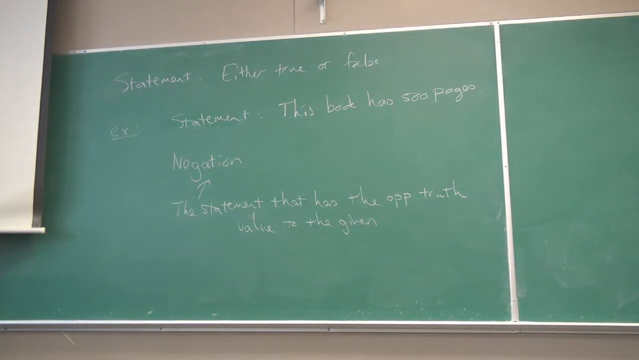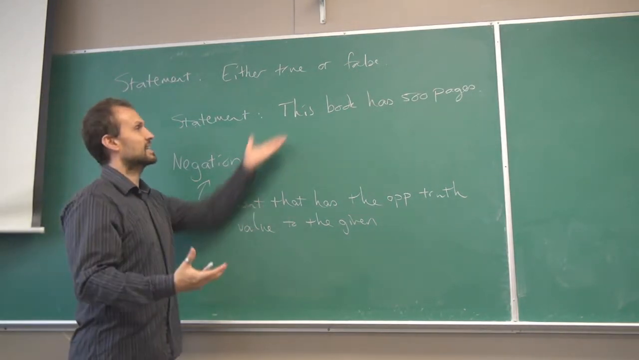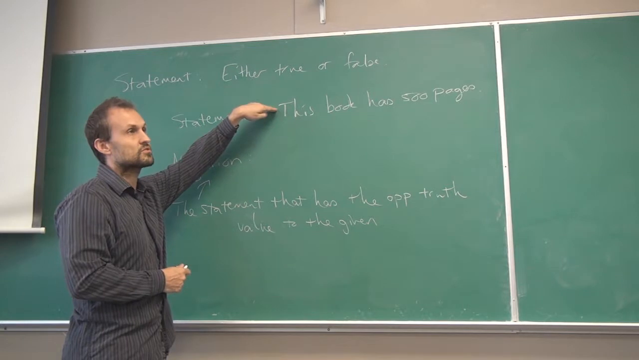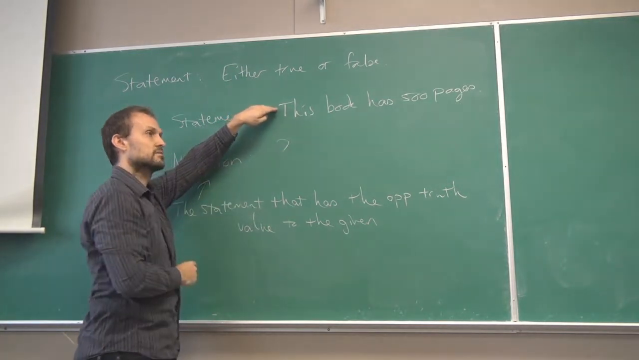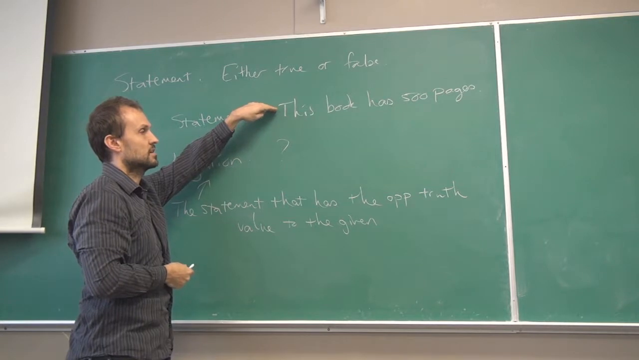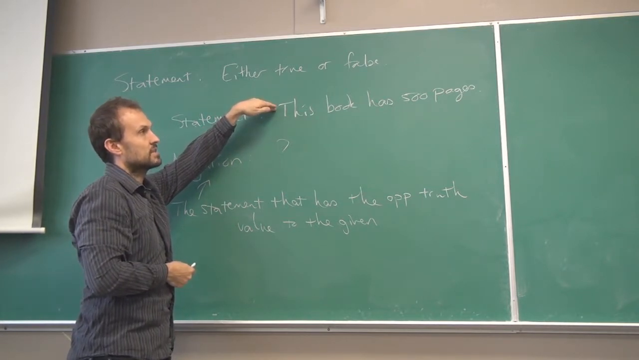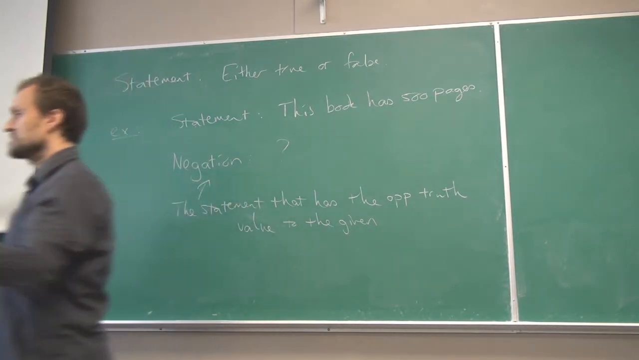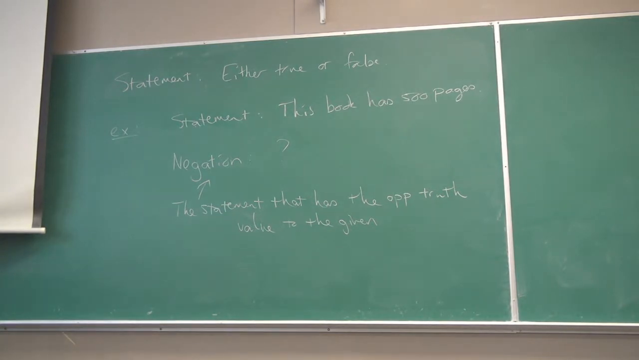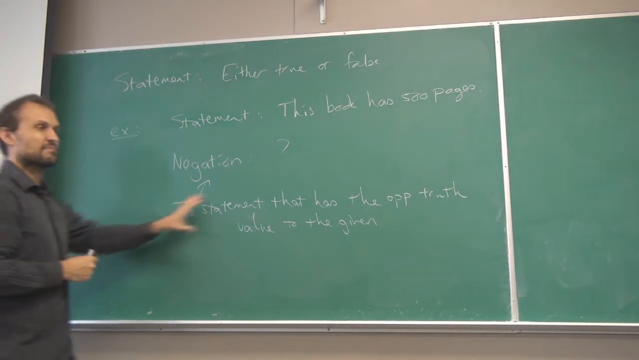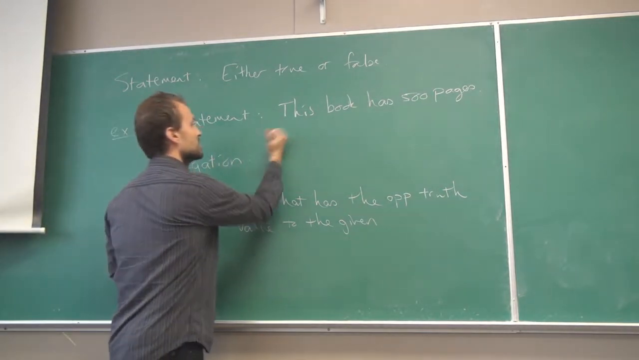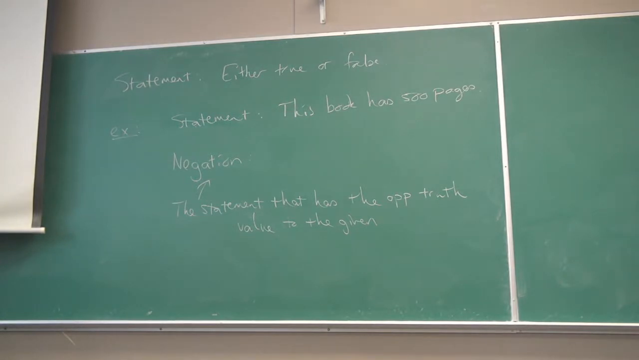There is another statement that stands at the opposite end of this one. The opposite truth value means that whenever this one is true, the negation has to be false, and we'll have to figure out what that negation is. Whenever this statement is false, the negation has to be true. So they're always, if it's not one, it's the other, and if it's the other one, then it's not the given one. Does that make sense? So in this case, if my given statement is this book has 500 pages, what could be the negation statement?